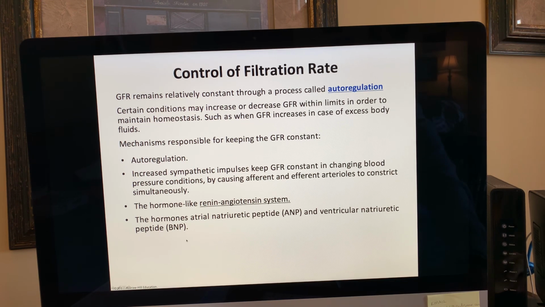There are also other hormones, including atrial natriuretic peptide and ventricular natriuretic peptide, which are produced, interestingly, by the heart in response to overhydration, to too much water on board, that also affect filtration rate and affect the amount of urine that is produced to, in this case, decrease the volume of fluid in the body.